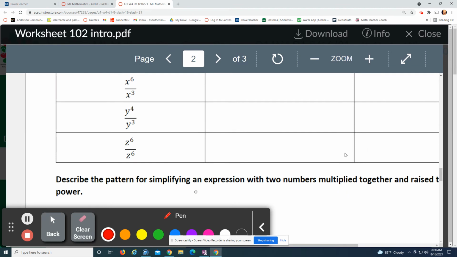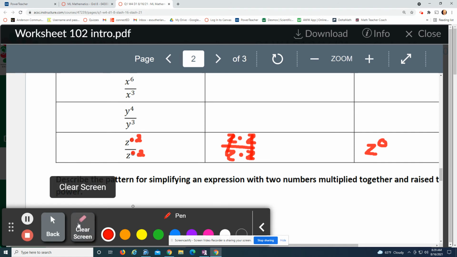So z would become z to the, this is a trick question, z would become z to the, they're both 6. 0, but here's the problem. Let's think about this. Z to the second, z to the second. Z times z, right? And then I did z times z on the bottom, right? And I canceled them out just like I did before. What's left? There's nothing left, right?